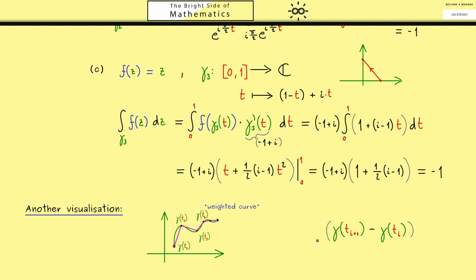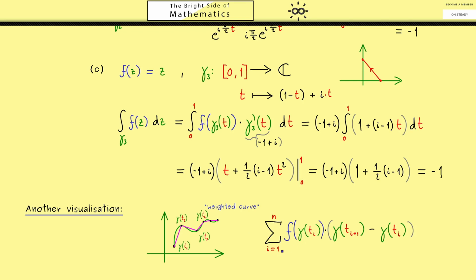And now comes in the weight, we multiply this with the value of the function on the line segment. This means we have here the function f at a suitable point. For example, we could choose the start point of the line segment, gamma of t_i. The idea here is simply, if the line segment is small enough, f will not change so much. Therefore, this here can be a good enough approximation. Then the only thing that remains is that we sum up all the line segments.